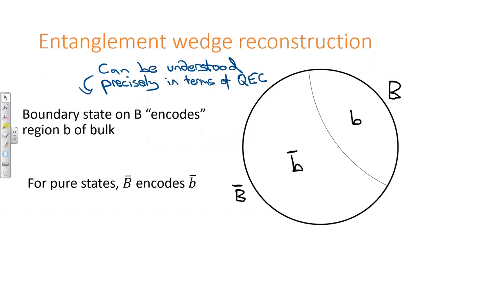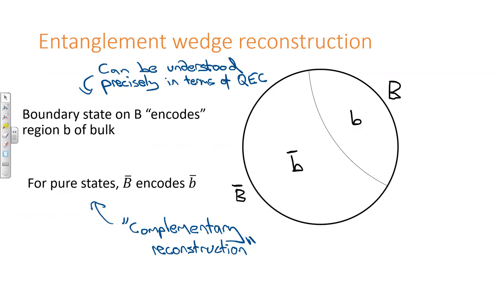So this is an important idea, which is that, at least for pure states, we have what's called complementary reconstruction. Everything in the bulk is either encoded in big B, or it's encoded in big B bar. There's nothing in the middle that isn't encoded in either. Certainly nothing is encoded in both, because that's not allowed by the no cloning theorem.